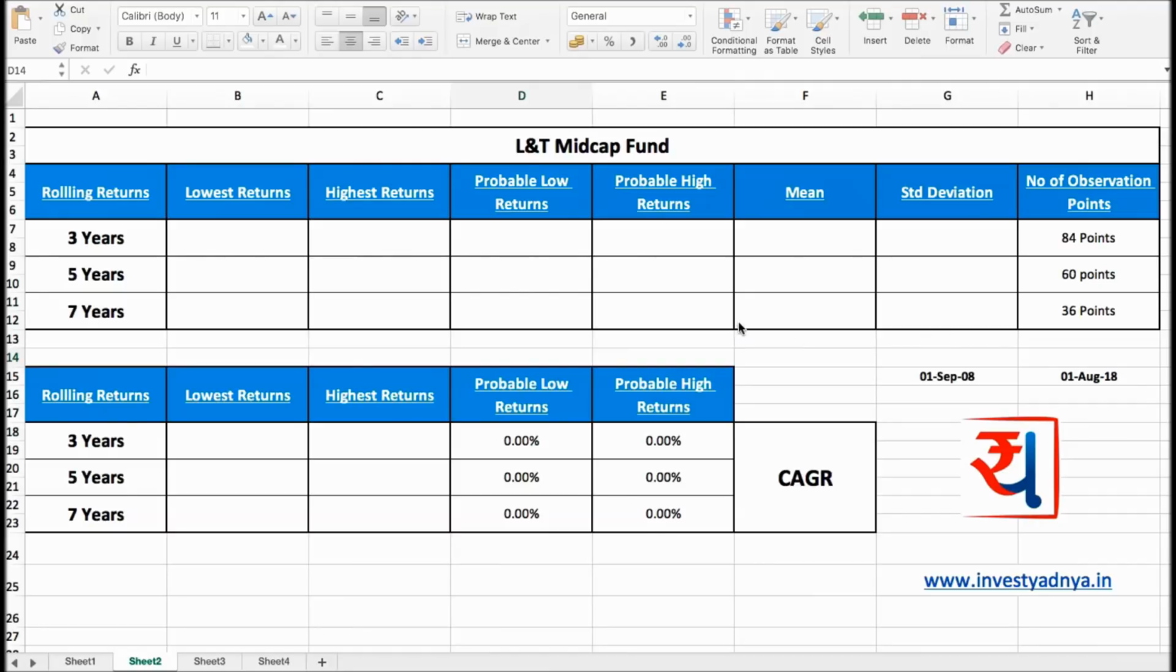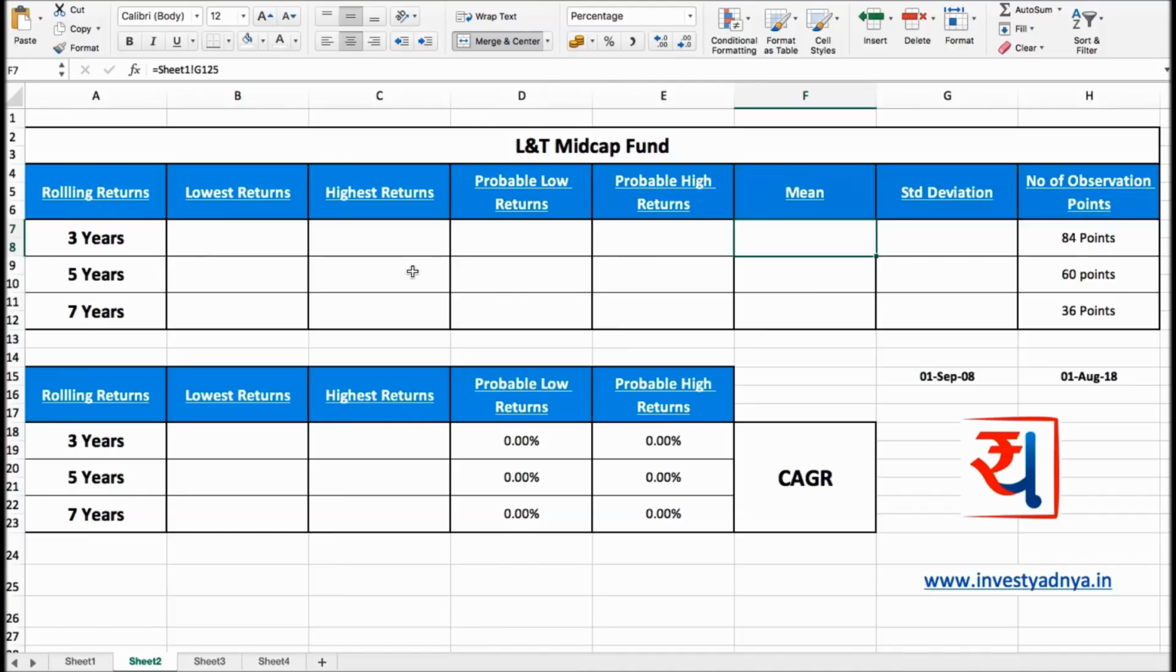For 3 years we have got 84 observation points, for 5 years we have got 60 observation points, and for 7 years we have got 36 observation points. From the different observation points, we have calculated the mean and standard deviation value. From these values we have calculated probable low returns and probable high returns. Probable low returns could be mean minus standard deviation, and probable high returns could be mean plus standard deviation. Now we will start with 3-year rolling return data.